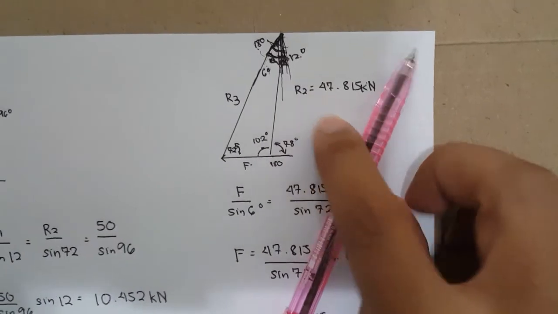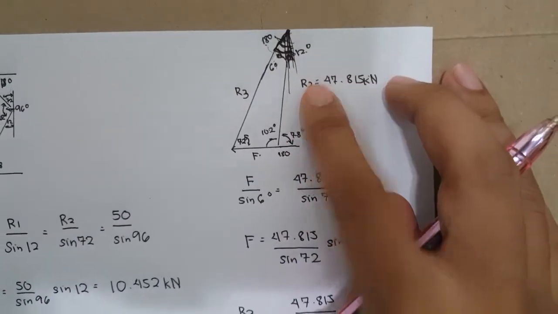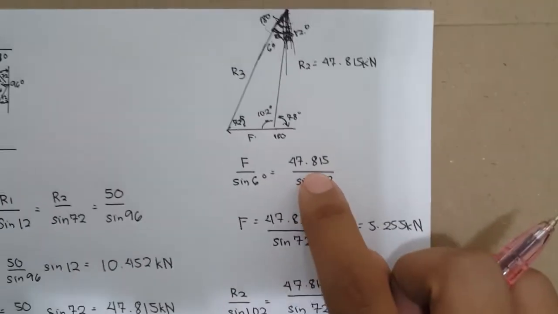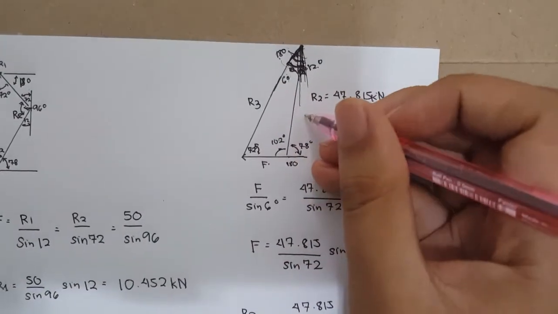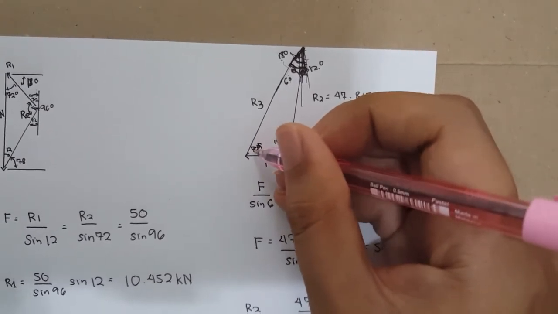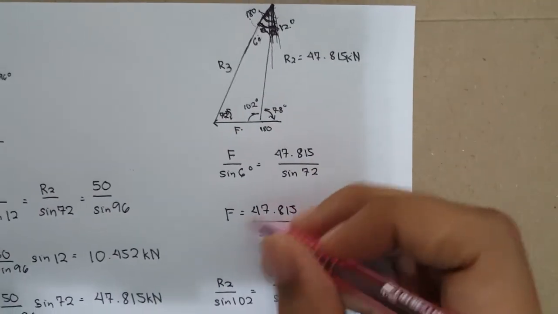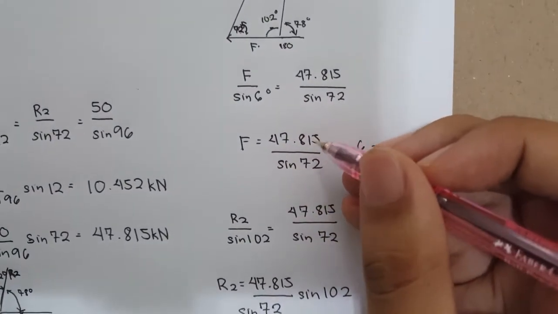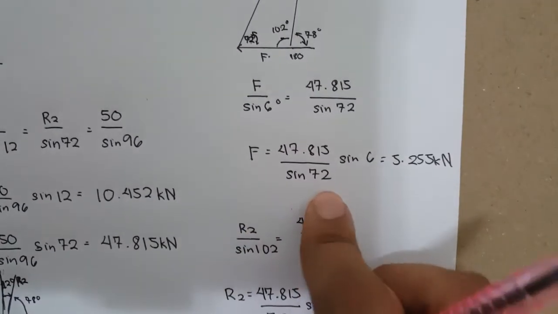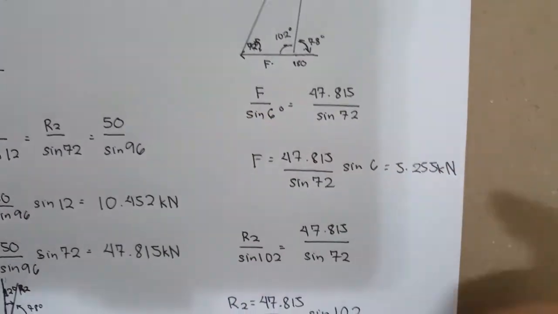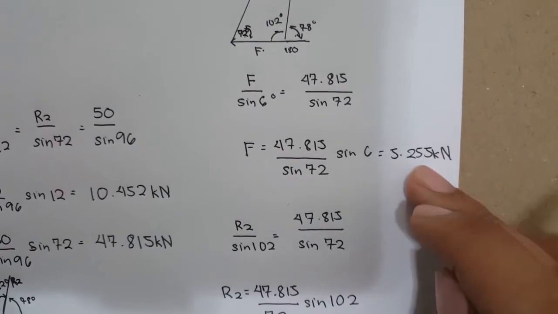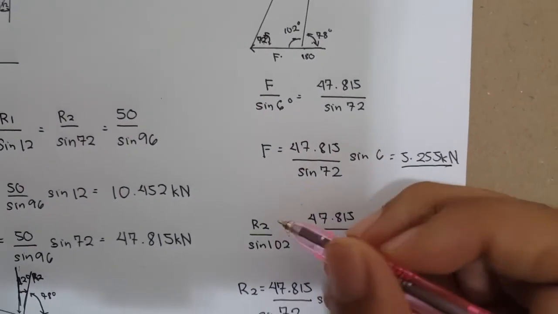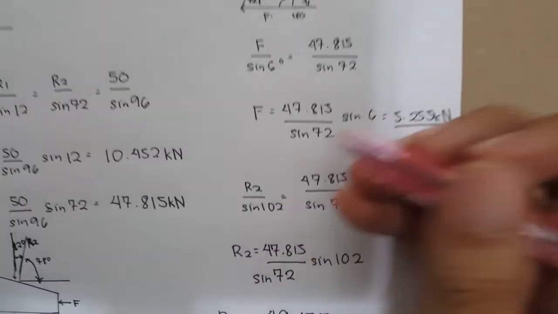R2, we know the exact value of R2. So R2, which is 47.815, is over sine 72. We know 72 degrees here. So we'll have F equals 47.815 over sine 72 times sine 6, and we'll be having 5.255 kilonewtons. So here we have F already, but we'll still be solving for R2.